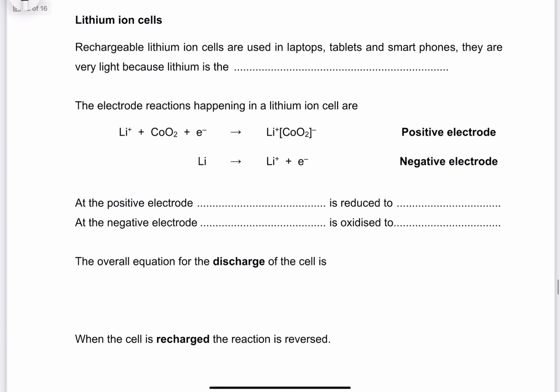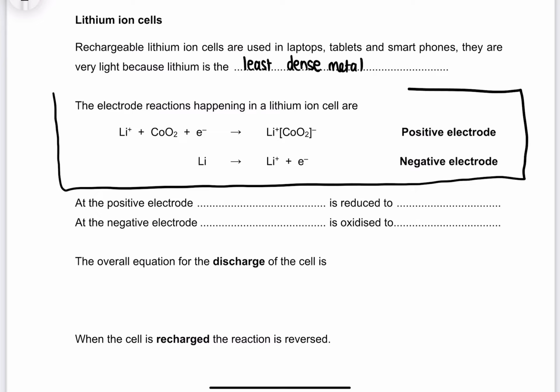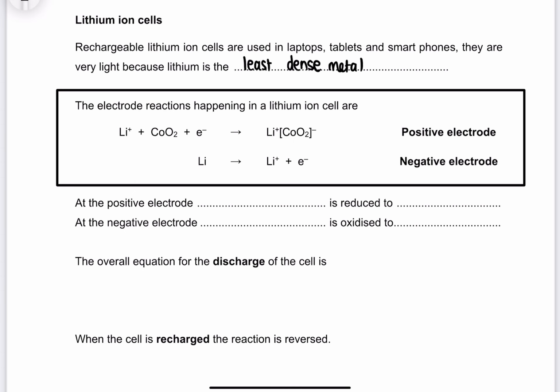Now, the syllabus does say you need to learn these equations, and they are a little bit tricky, so it is worth spending a bit of time learning them. They're used because lithium is the least dense metal, and so it's very light to carry around. I want you to put a box, sort of a special extra, I need to remember this box, around these reactions. Maybe put a little star in it, like it's one of those really important to remember things.